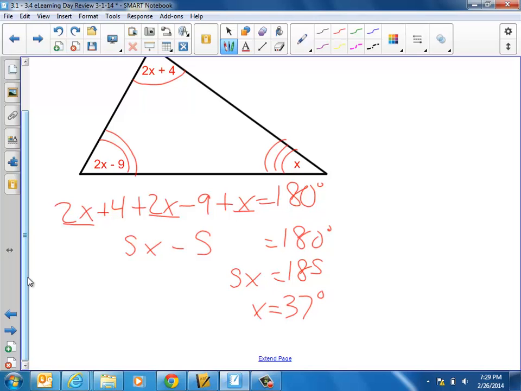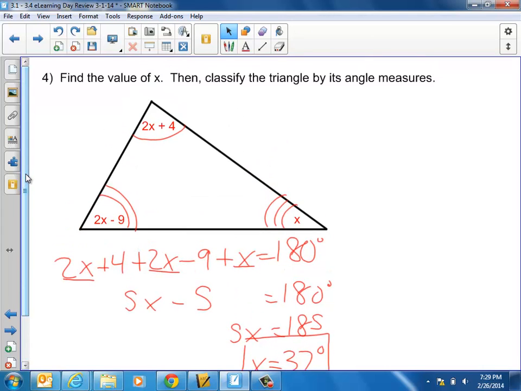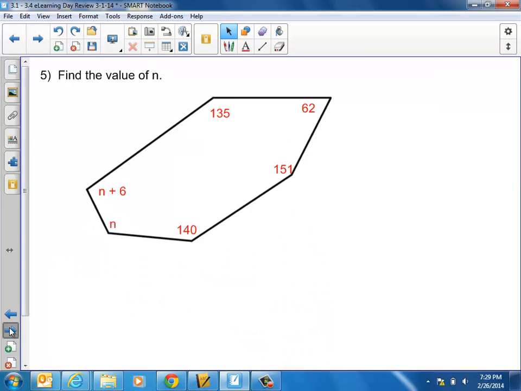Let me double check my math here real quick. Yeah, that makes sense. There you go. Not too bad. Those three angles on any triangle have to add up to 180 degrees. All right, last one here. We want to find the value of n. A little bit more challenging than the last problem.